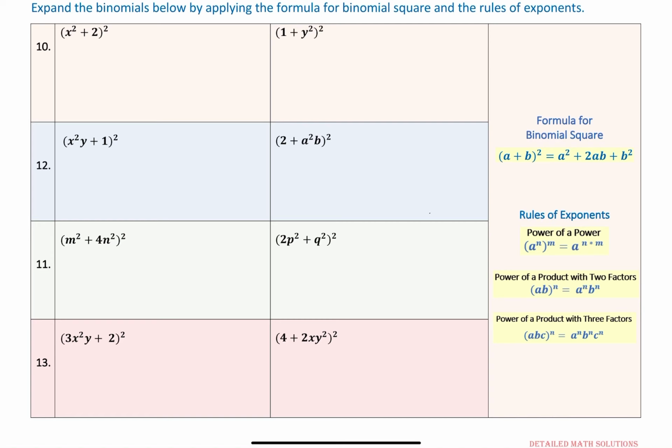The next rule of exponents I'm going to use is the rule for power of a product with three factors. (abc)ⁿ = aⁿ times bⁿ times cⁿ. Again, similar to the prior rule, we need to distribute the exponent n to each factor to find this power.